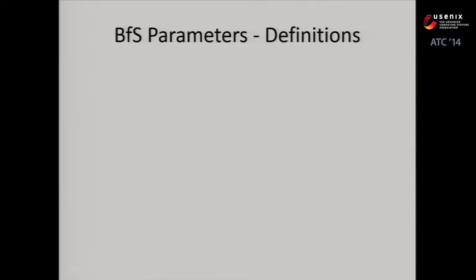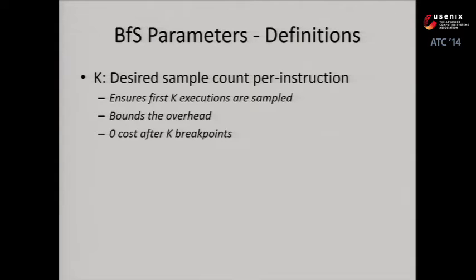So BiasFree sampling has 3 key parameters that allow it to achieve this high-level goal. The first parameter, k, ensures that the first k executions of any instruction are always sampled. You can think of k as the number of logical breakpoints on an instruction. Intuitively, since k bounds the number of samples generated per instruction, it also bounds the overhead of BiasFree. Essentially, BiasFree won't incur any overhead after the first k breakpoint firings.